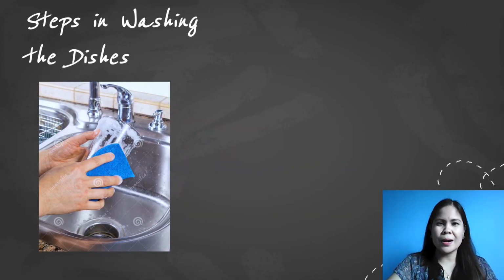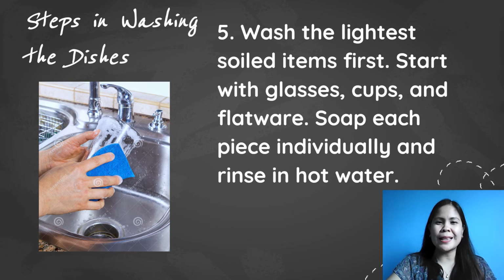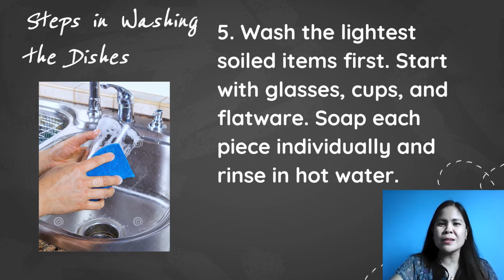And for our fifth step, wash the lightest soiled items first. Start with glasses, cups, and flatware. Soak each piece individually and rinse in hot water. The items that are lightly soiled usually include glasses, cups, and flatware. Just like what I've said, washing these items first keeps your water pressure up and ready to tackle bigger jobs. So place as many of these items as fit under the soapy water in the sink.